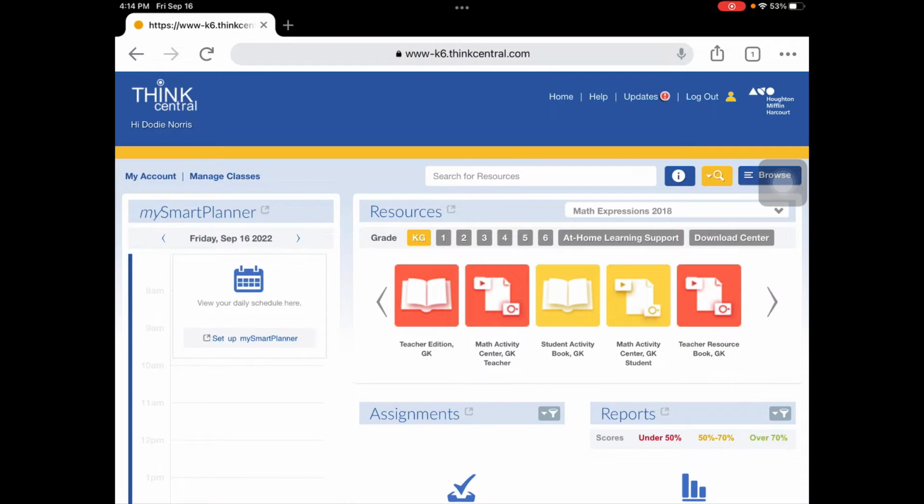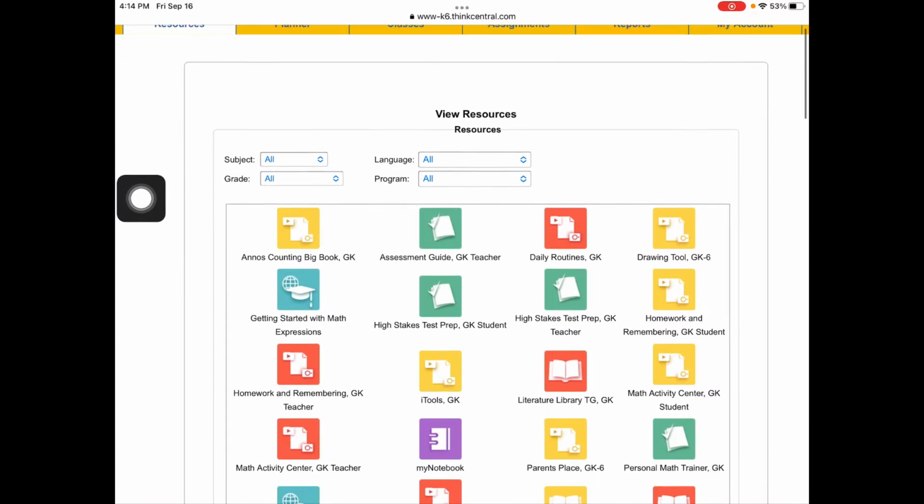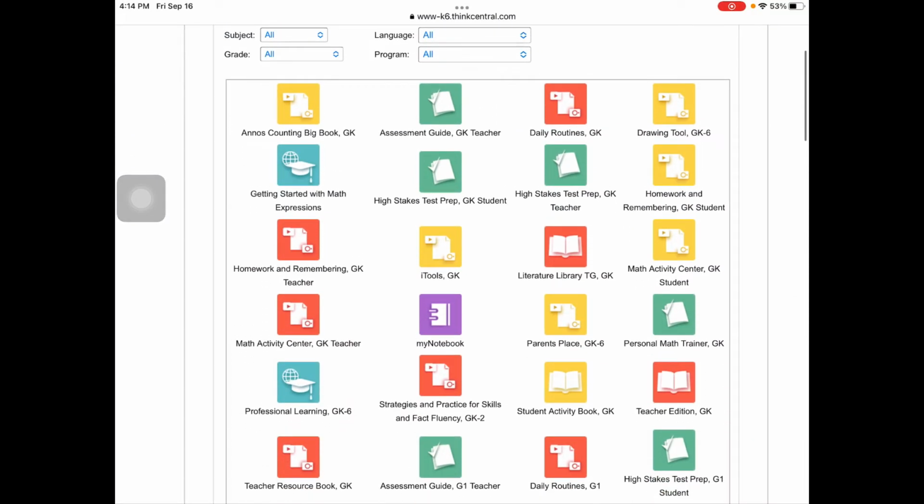The first thing, as a teacher, you would want to log in to Think Central through Clever, and then you will arrive at a page like this. What I'd like you to do is click on the part that says Resources, and that will open up a tab right here. And the tab that we're looking for is an icon called Parents Place.